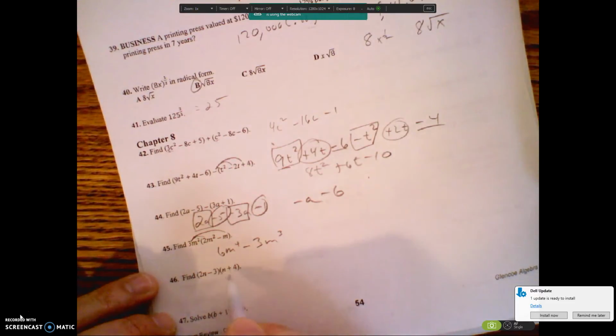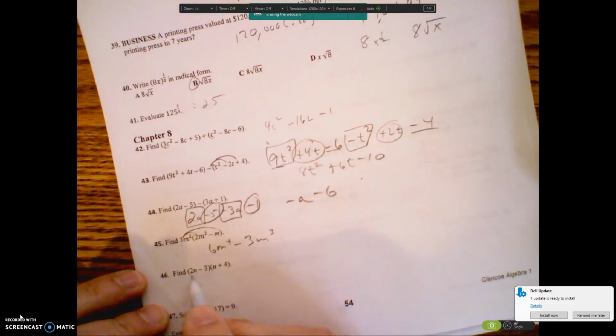For 46, looks like we're just foiling or distributing. I'm going to use the FOIL method. So can we see that? Yep.